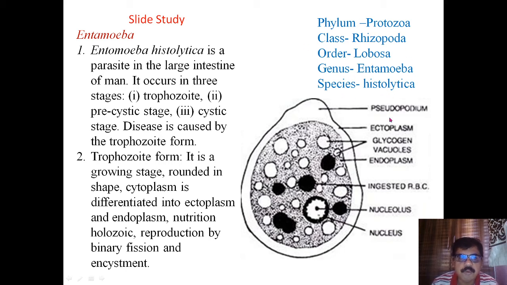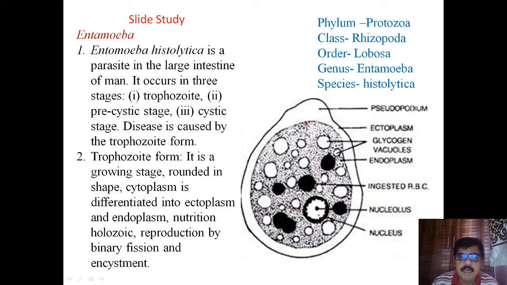This is a protozoan, and this is a parasite of the large intestine of man, and it occurs in three stages. One is a trophozoite stage, second is a pre-cystic stage, and the third one is a cystic stage. The disease is caused by the trophozoite form. As in the amoeba, the organ of locomotion is pseudopodium. In Entamoeba also, the organ of locomotion is the pseudopodia.